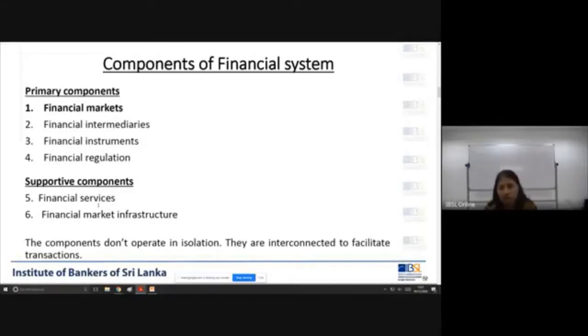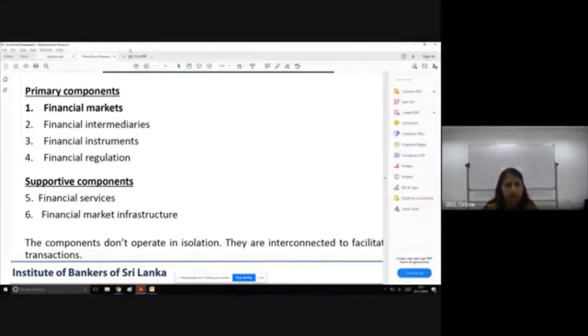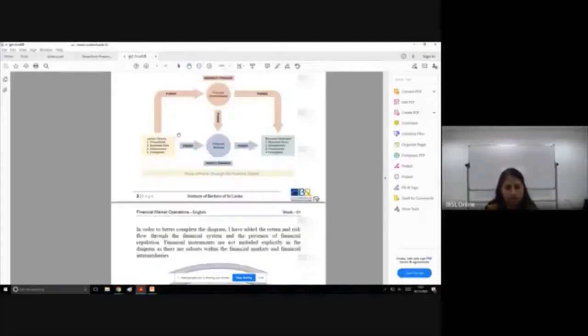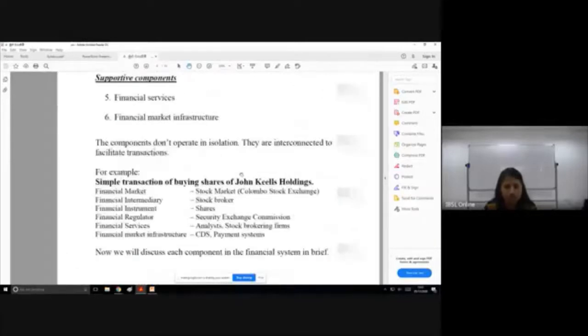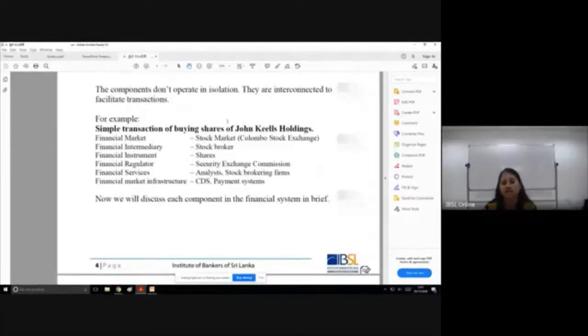Now, what you might not consciously remember is that these six always work together even to effect one transaction. I have given an example here in this note. Let's take a simple transaction of buying certain shares from a company.